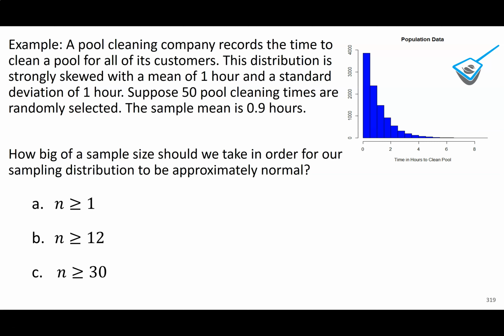So here now they're talking about the central limit theorem and this distribution. So still the pool cleaning distribution. They're asking how big of a sample size should we take in order for our sampling distribution to be perfectly normal. So they're saying for the central limit theorem to kick in. So looking here, if it's normal, n greater than or equal to 1 would be good. But this is not normally shaped. It's not symmetric at all.